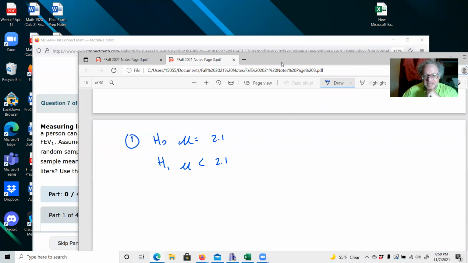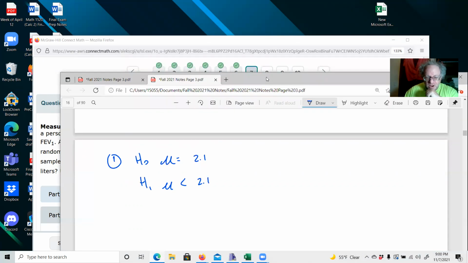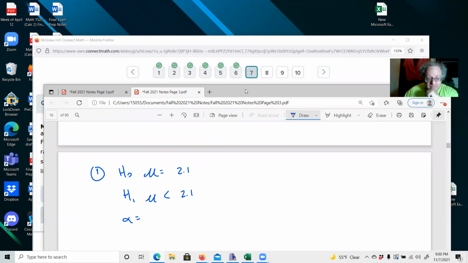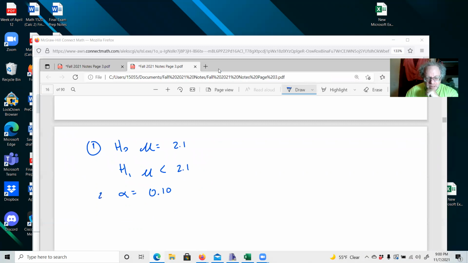Okay. Now, our alpha is equal to, what is our alpha equal to? 0.10. Okay. And there we go. Okay. There's our second step. Third step, calculate test statistic.